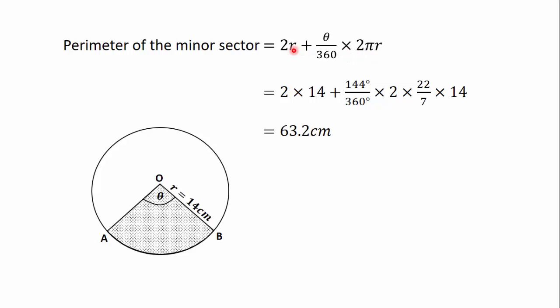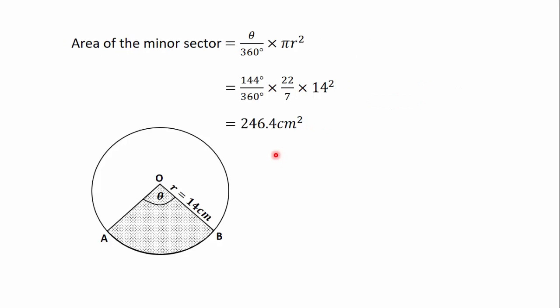The question gave us r, which is the radius, to be 14. We have found theta, which is 144 degrees. So all you need to do is to substitute them into the equation. So we have 2 times r, which is 14, plus theta, which is 144 degrees, divided by 360 times 2 times pi. The question gave us pi to be 22/7 times r, which is 14. So you simplify, and the perimeter of the minor sector will give us 63.2 centimeters. Remember, the question told us to leave our answer in 1 decimal place. So you leave your answer like this.